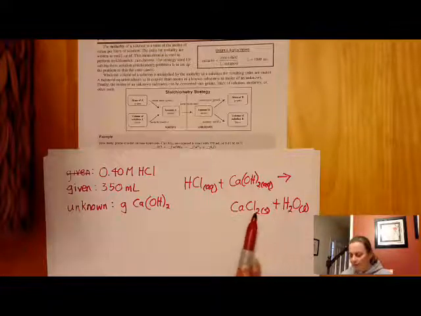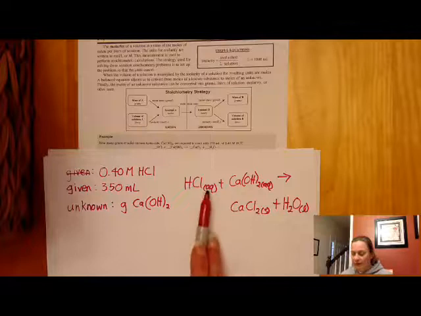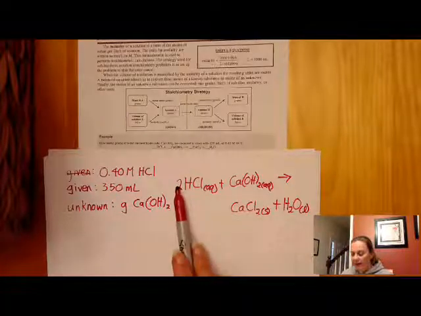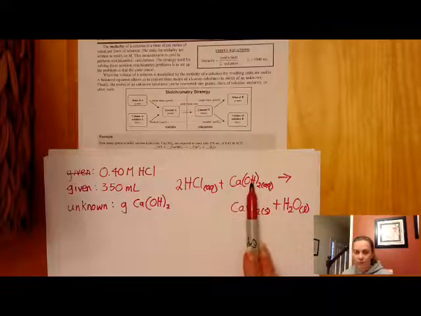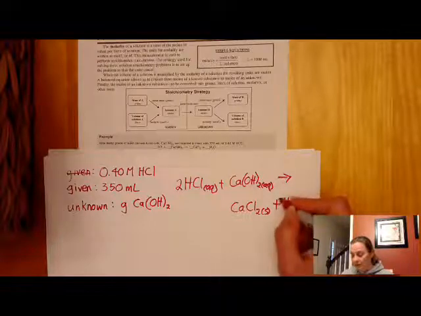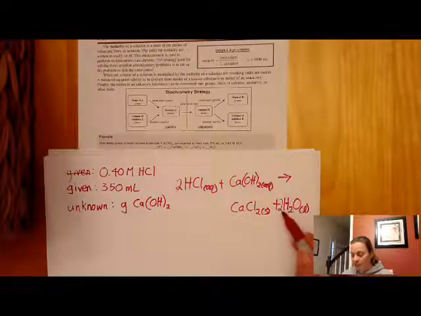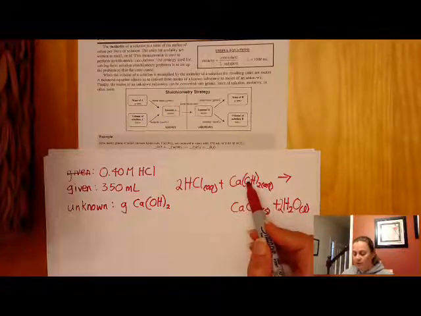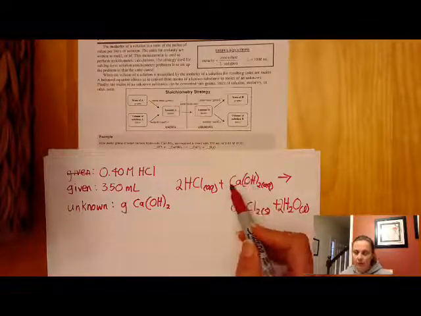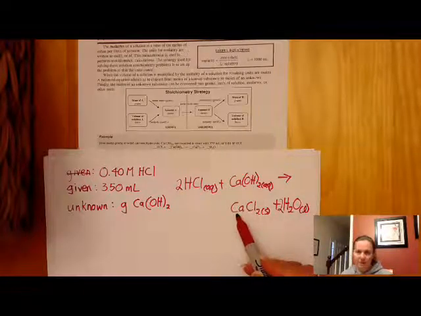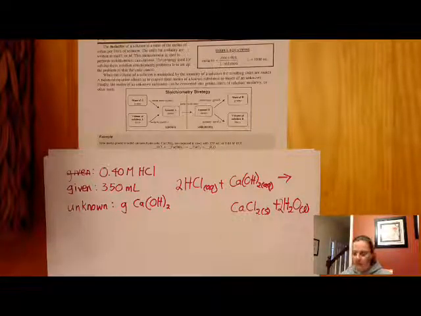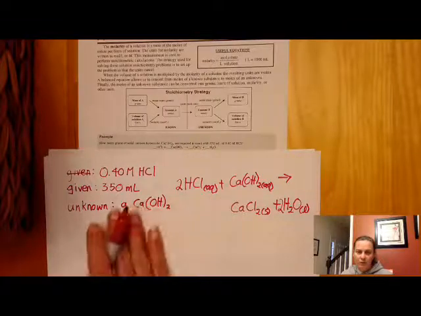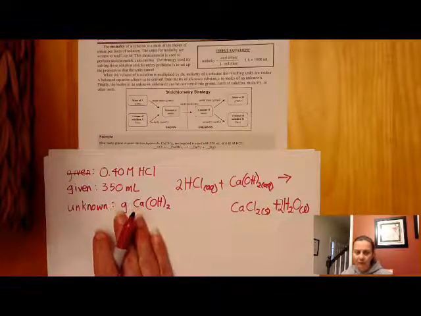I see 2 chlorines here, and only 1 on this side. So I'm going to come back and put a 2 in front of the HCl. Now that gives me 2 hydrogens plus 2 hydrogens, which gives me 4 hydrogens. So I'm going to put a 2 in front of water. That gives me 4 hydrogens and 2 oxygens, and 2 oxygens on this side. So hydrogens, oxygens, and chlorines are all balanced. I have 1 calcium and 1 calcium, so now my reaction is balanced. So I've balanced my chemical equation and I've identified the given and the unknown.